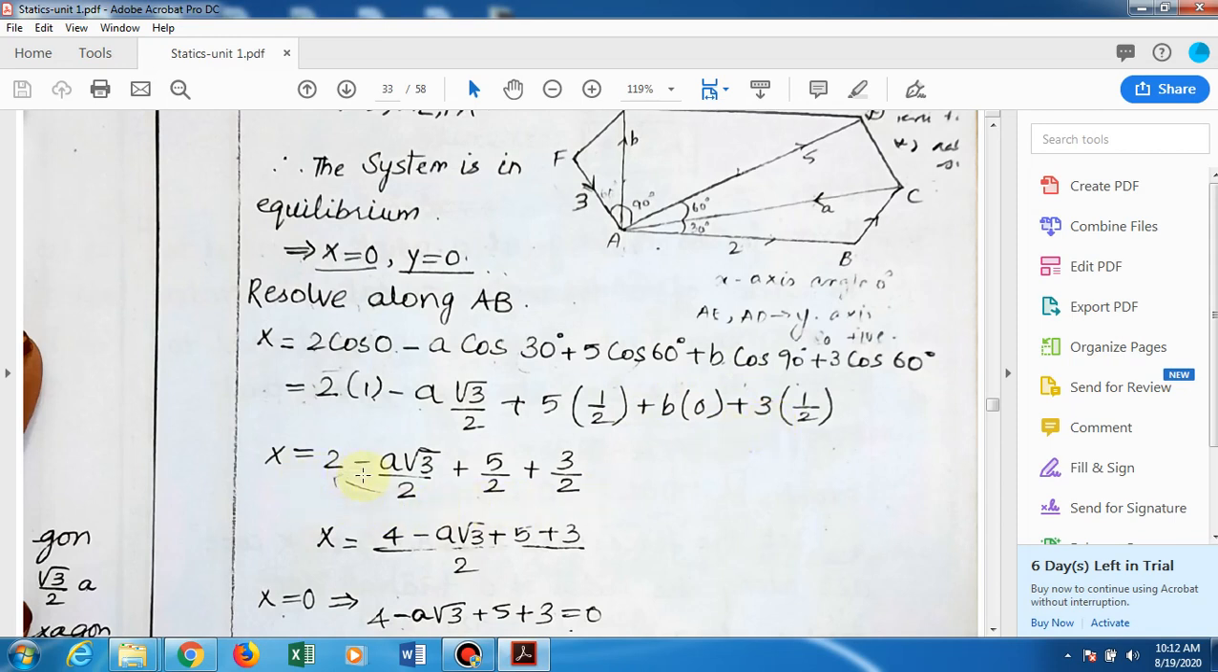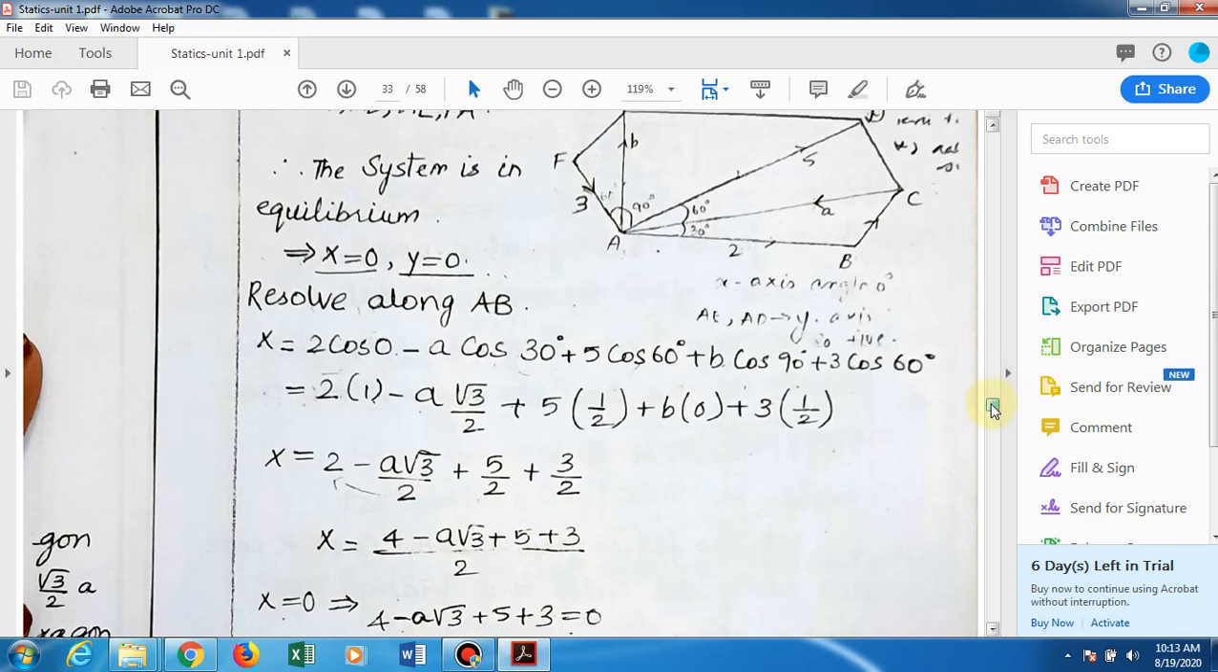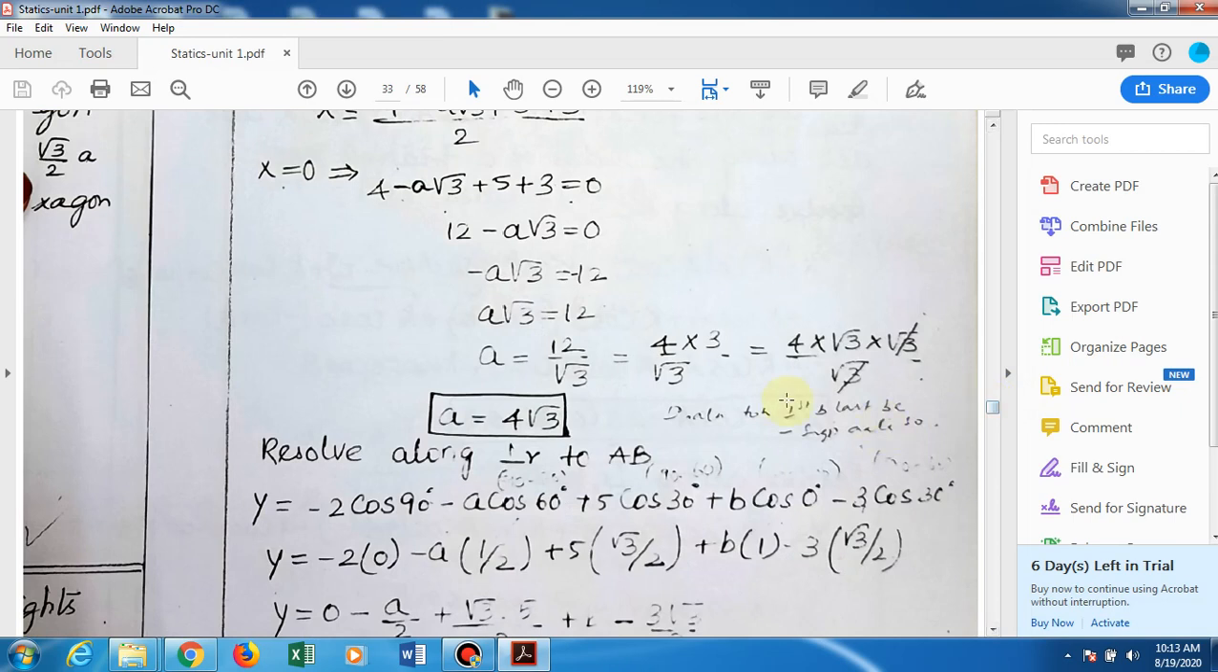X is equal to 2 minus A root 3 by 2 plus 5 by 2 plus 3 by 2. If you take the LCM as 2, X is equal to 4 minus A root 3 plus 5 plus 3, divided by 2. Then, in equilibrium, X is equal to 0, so 4 minus A root 3 plus 5 plus 3 is equal to 0. Then you resolve this and find the A value. With some calculation, A is equal to 4 root 3.